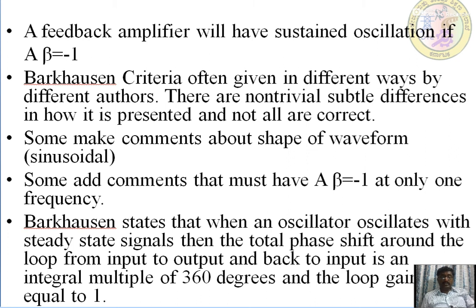Okay, next, the Barkhausen criteria is often given in different ways by different authors. There are non-trivial differences in how it is represented, and not all are correct. Some make comments about the shape of the waveform being sinusoidal, and some add comments that it must have A into beta equal to minus 1 at only one frequency. Normally the Barkhausen criteria is A into beta equal to 1, and it will always produce a sinusoidal wave. Barkhausen states that when an oscillator oscillates with steady state signals, the total phase shift around the loop from input to output and back to input is an integral multiple of 360 degrees, and the loop gain is equal to 1.